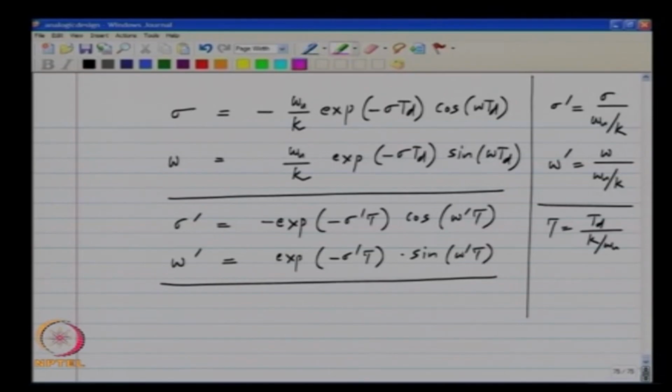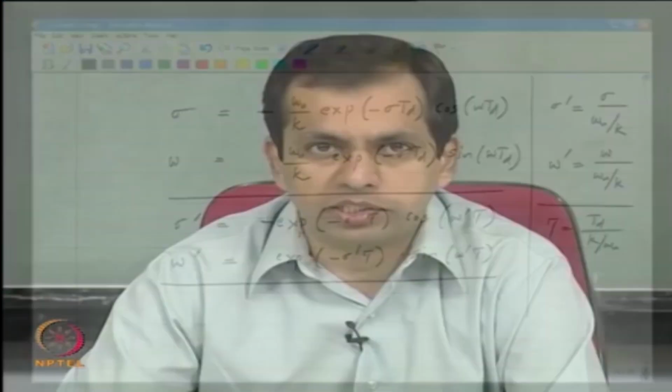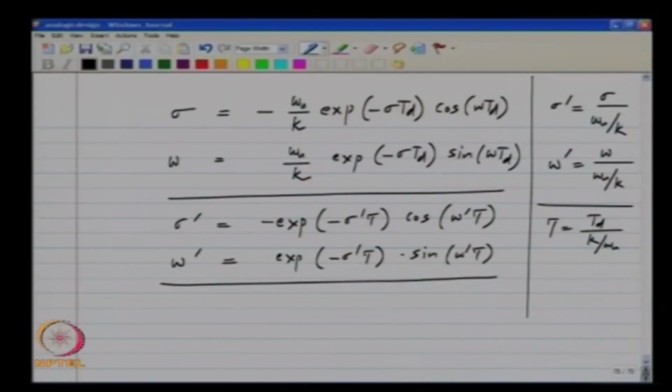So, now we have a set of nonlinear equations. Before we had a single nonlinear equation, and even that could not be solved explicitly for sigma prime, but now we have two nonlinear equations, simultaneous equations, which have to be solved to get sigma prime and omega prime. Clearly, this is not possible explicitly. We cannot write sigma prime equals to this and omega prime equals to that, but we can try to get a feel for the nature of the solution.